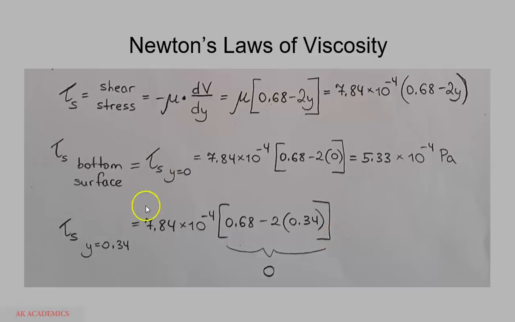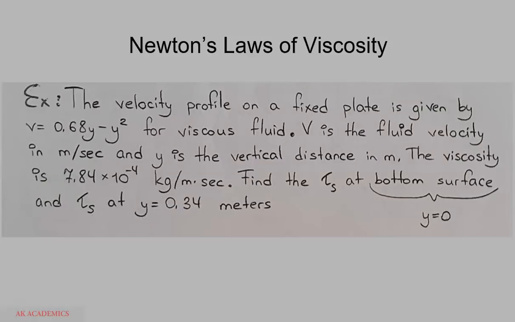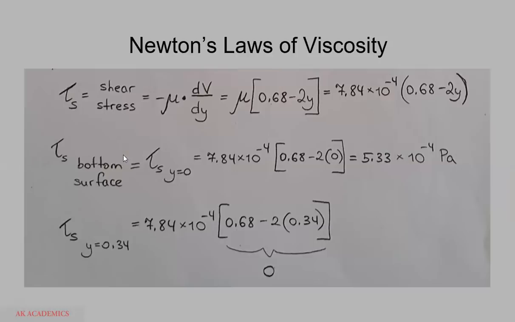We do know that our shear stress tau is given as minus mu multiplied by dV/dy. We have found our dV/dy, which is our velocity gradient, as 0.68 minus 2y. We multiply that by our viscosity. Again, we have been given our viscosity as 7.84 times 10 raised to the power minus 4. If you go back to the question, we have the viscosity to be 7.84 times 10 raised to the power minus 4. We bring that here, 7.84 times 10 raised to the power minus 4, multiplied by 0.68 minus 2y.